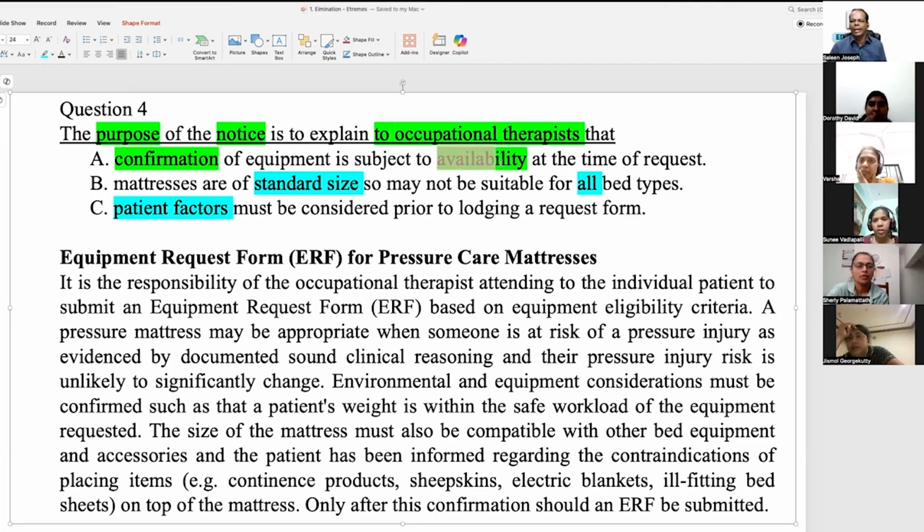Availability. Availability means of bed again. Availability of bed. This first one and second one speak about what? Pressure care mattress. The third one speaks about patient factors. For example, first and second speak about availability, size, is it big or small, is it long enough, will it fit our hospital beds, all those things. The third one speaks about patient factors. Very hefty patients, kids and tall people, all those things. Patient factors must be considered prior to lodging a request form. Now I gave you one clue, and as per the clue, this must be right.